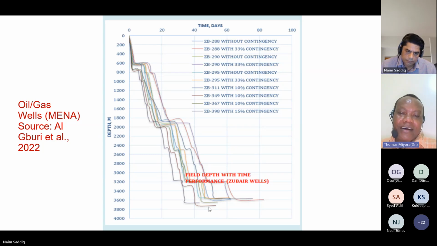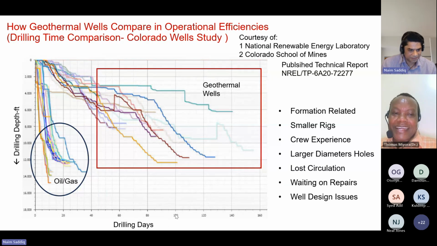Because of this experience, we want to get the experience from oil and gas and adopt it for geothermal drilling to ensure that we drill in this kind of manner. You can see that in around 40 days, they have already hit the target of, say, 3,000 meters, in contrast with geothermal, which takes even 100 or more days. And finally, next.